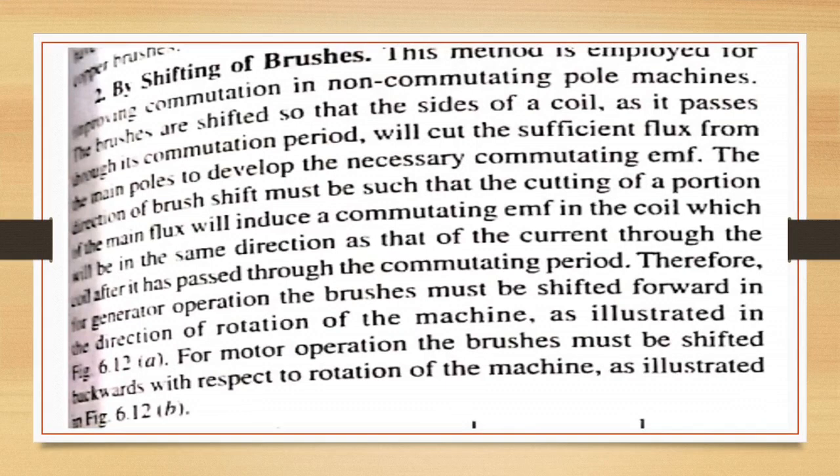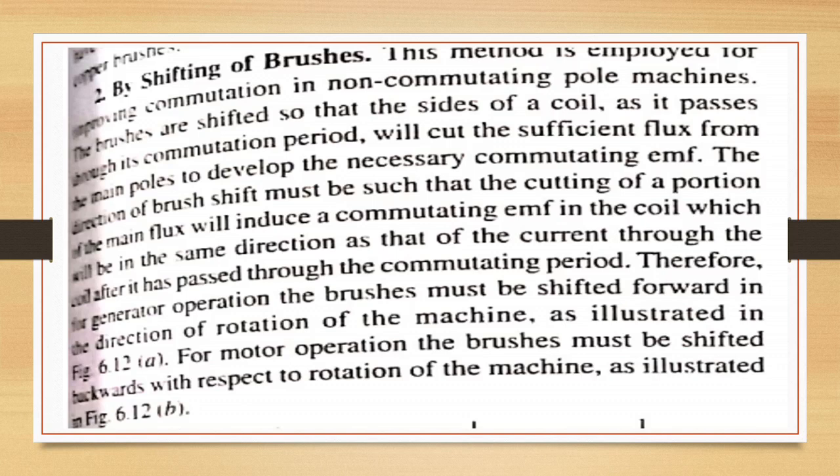The second method of improving commutation is by shifting of brushes. This method is employed for improving commutation in non-commutating pole machines. Brushes will be shifted so that the sides of a coil, as it passes through its commutation period, will cut sufficient flux from the main poles to develop the necessary commutating EMF.